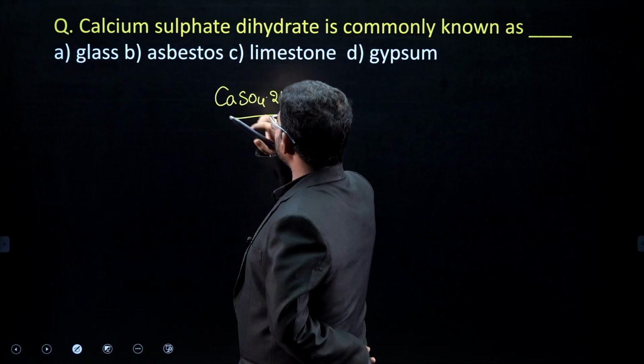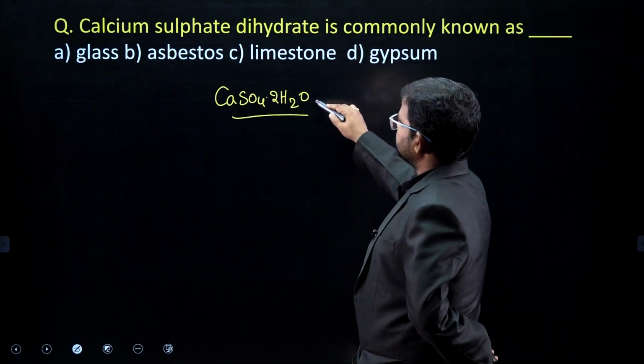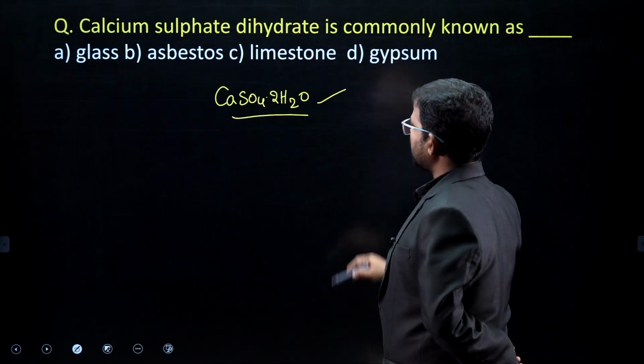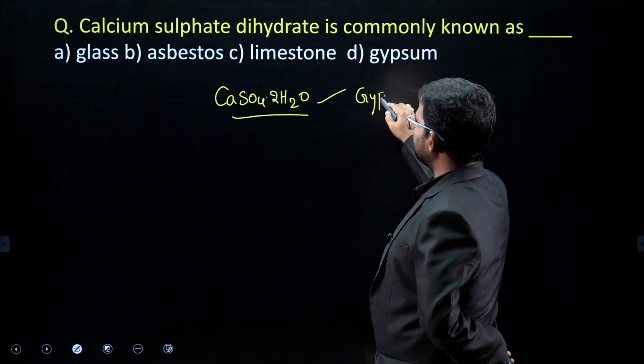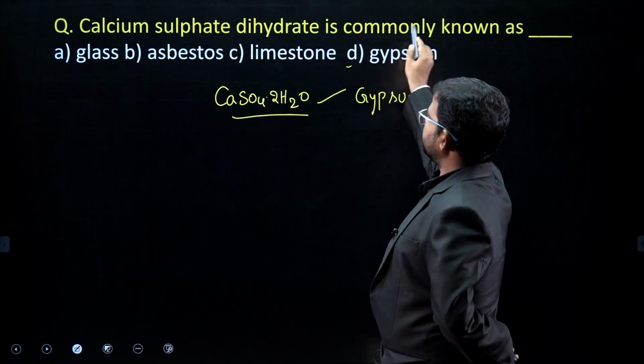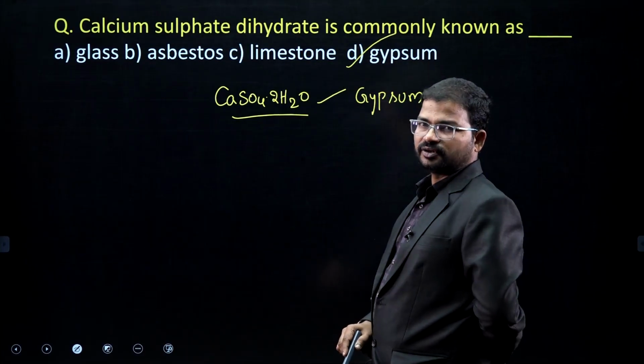So calcium sulfate dihydrate. This is dihydrate. It is called gypsum. So the answer is option D only.